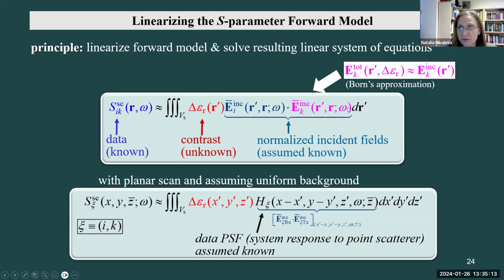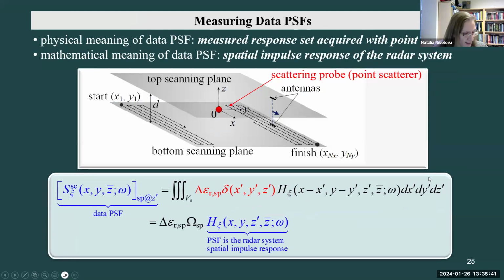These fields are assumed known. In fact, in imaging, we usually replace this dot product with what is referred to as the data point spread function, which is the system response to a point scatterer. And this is what we assume known. So if the data is known and if the PSF is known, now the question is how we get a fast solution for the unknown contrast. A little bit more on the PSF.